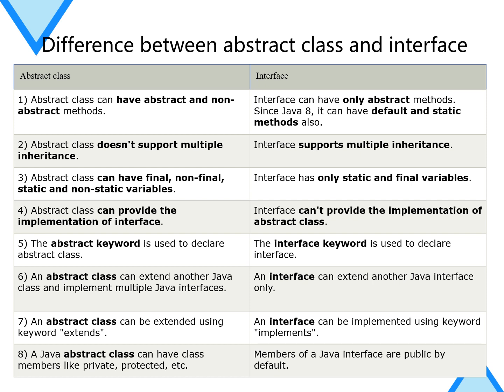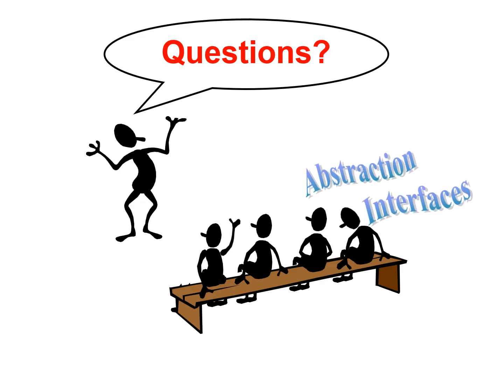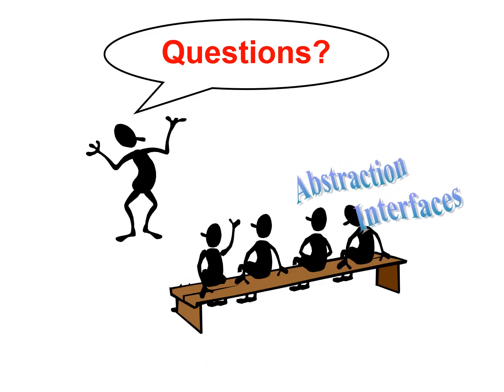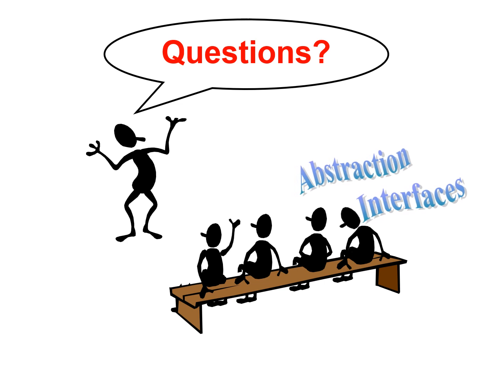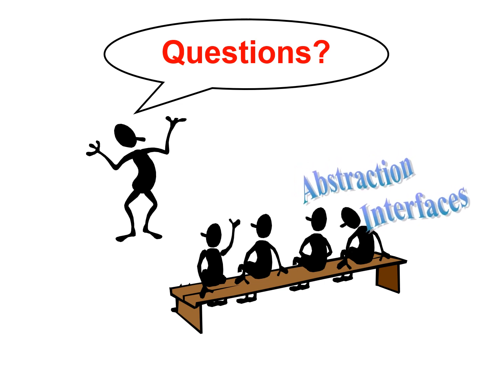In Java, an abstract class can have class members like private and protected. Members of a Java interface are public by default. If we don't use any access modifier, then it will be public by default. Okay, to summarize today's lecture, we have studied abstraction and we have studied interfaces.